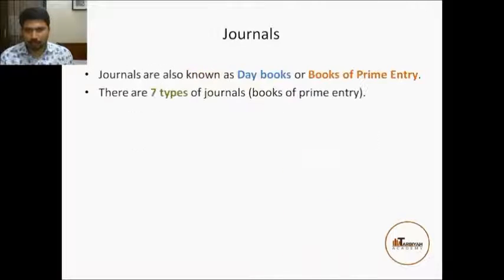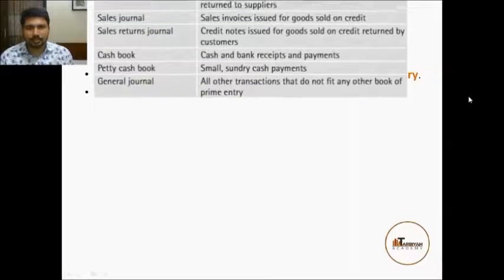We have already discussed this. Journals are known as day books or books of prime entry. I have already discussed that. Now the important thing is there are 7 types of journals. Not all transactions are the same. You buy something, you sell something, sometimes you return things that you have bought, and sometimes your customers return some goods that they have bought, they return it back to you. So there are different types of transactions that take place. Let's look at the 7 types of journals.